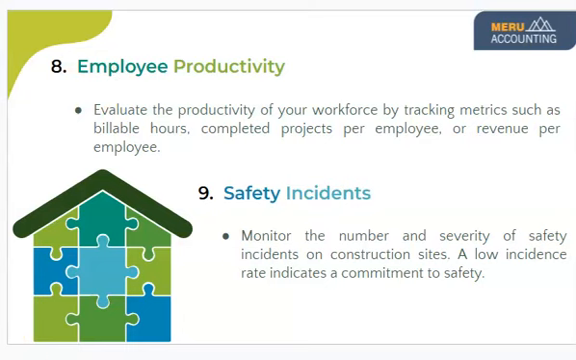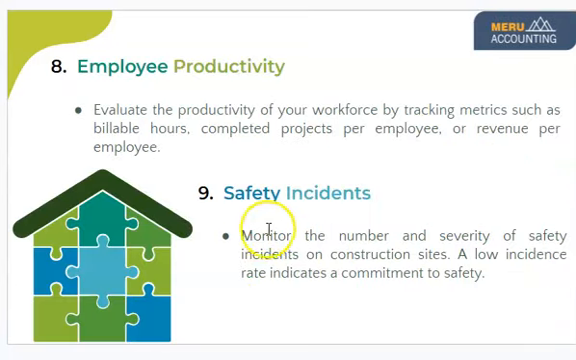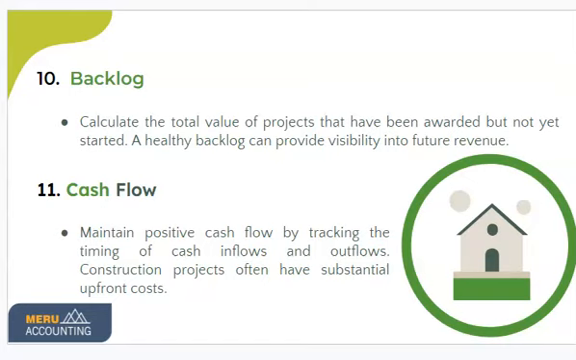Safety incidents. This indicator monitors the number and severity of safety incidents at the construction site. If something is damaged, or a wall falls, or any crew member is mistakenly injured, this will be added to your safety incidents. The backlog indicator calculates the total value of your projects that have been awarded but not started yet. A healthy backlog provides visibility into your future revenue.